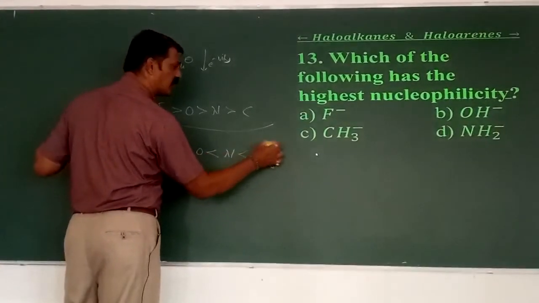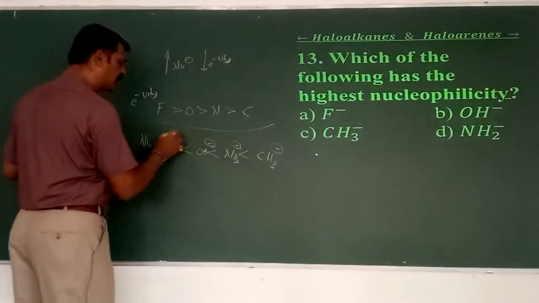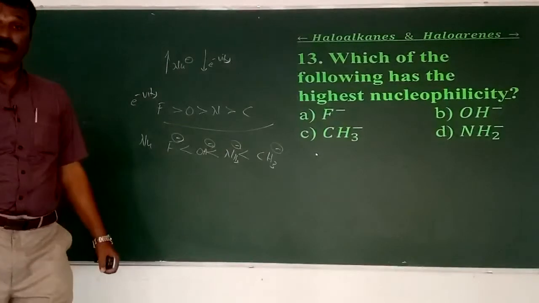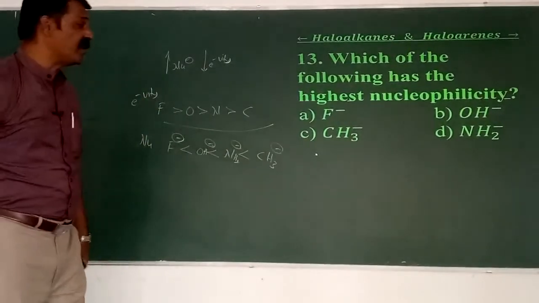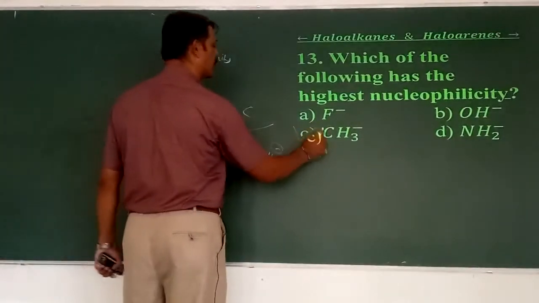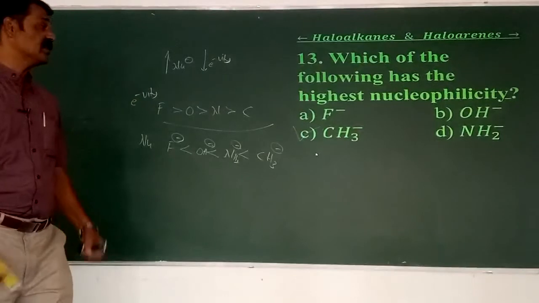C in the form of CH3 minus, this in the form of NH2 minus, this in the form of OH minus, and this in the form of this. Therefore, the highest nucleophilicity refers to the least electronegativity, and that least electronegativity is observed in case of the methyl carbanion. That is 13C.